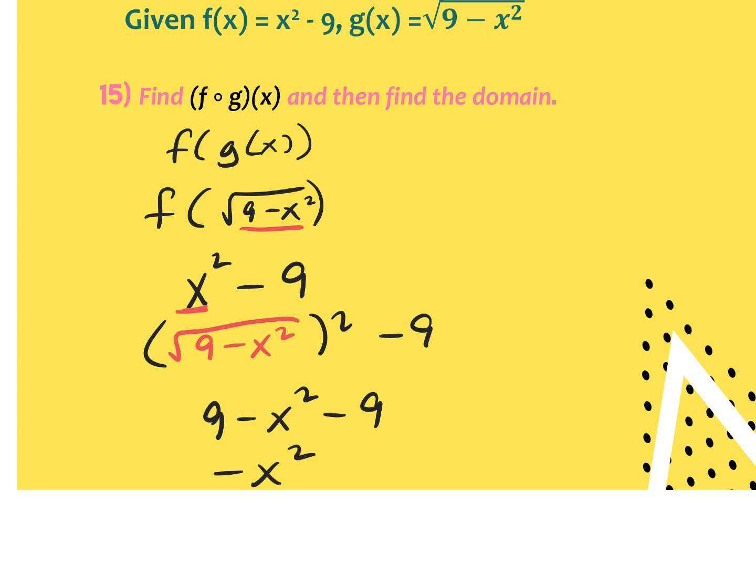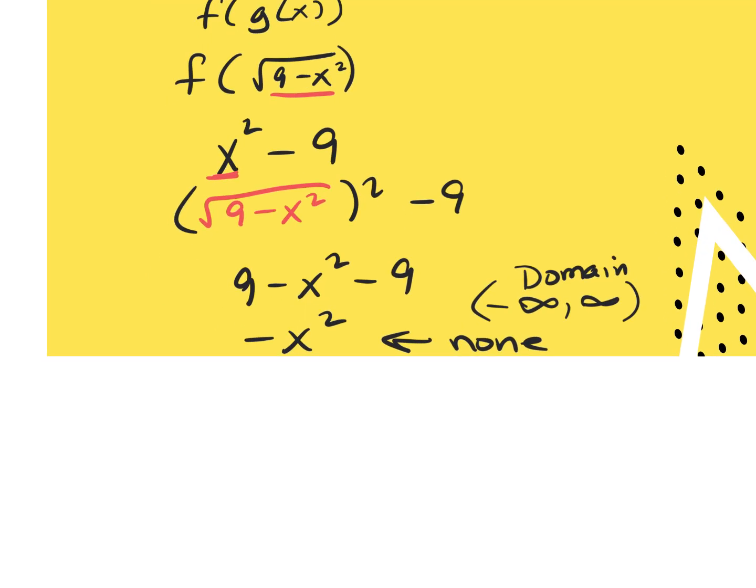Now remember, the restrictions on this, there are none. This is all real numbers. There's no radical, there's no fraction. So the domain of the composite is all real numbers. However, the original thing that I plugged in, this is what I plugged in. So I also have to check this one's domain.